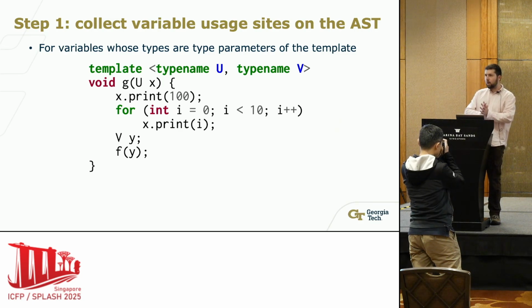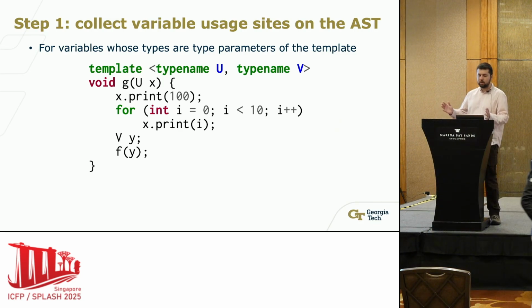I'm going to summarize the method that's followed in this paper in 3 simple steps. First, if we look at a function that has a type parameter on one of its variables, we're going to collect all of the uses of that variable and encode each one as a constraint.